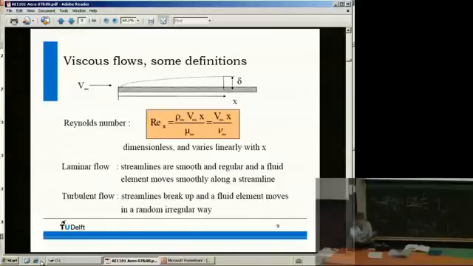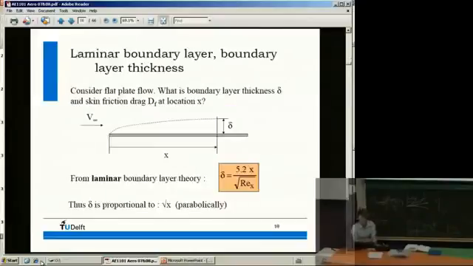So no smooth flow, but the streamlines break up, and you get a sort of random flow. Of course, the general flow pattern is still like this, but locally you get very small vortices, which have an effect on the friction and on separation. More about that later. Now, laminar flow.